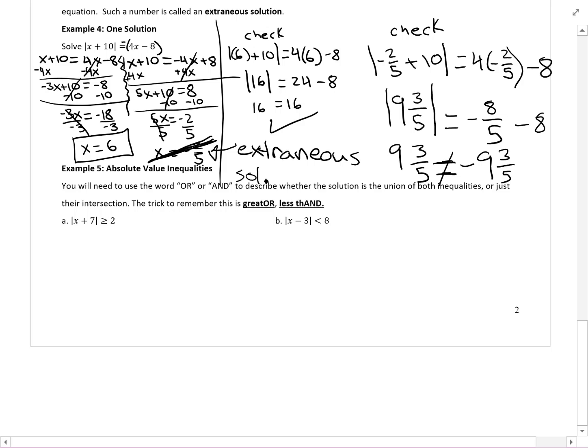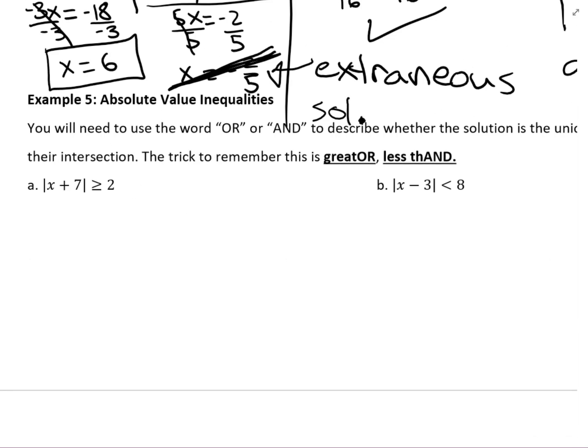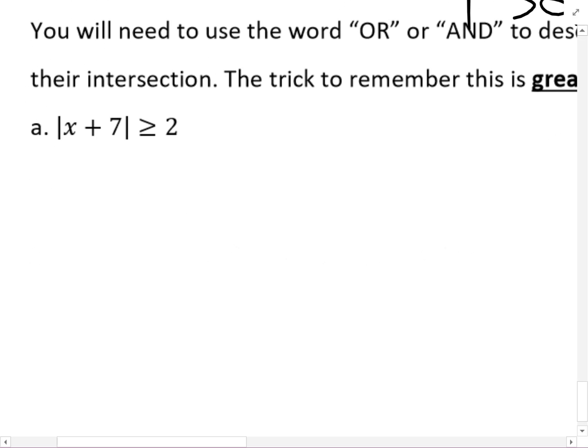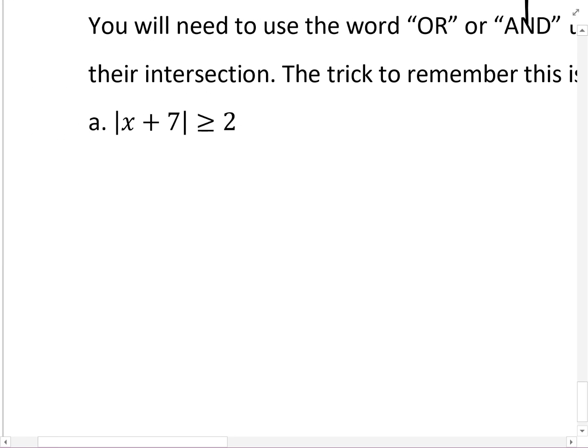Last thing, let's throw in some inequalities. Example 5 part A. First thing is get the absolute value by itself. It is that way, so we're ready to split into cases. You have x plus 7 is greater than or equal to 2, and x plus 7 is, remember to make everything opposite, including the inequality, less than or equal to 2.